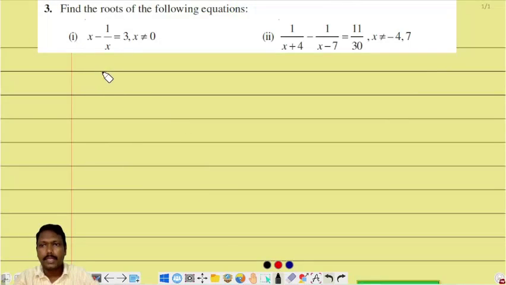Now question number 3. Find the roots of the following equations. See the first question: x minus 1 by x is equal to 3, and x not equal to 0. Okay, so here we have x in the denominator. You can cross multiply, or multiply all the terms by x.